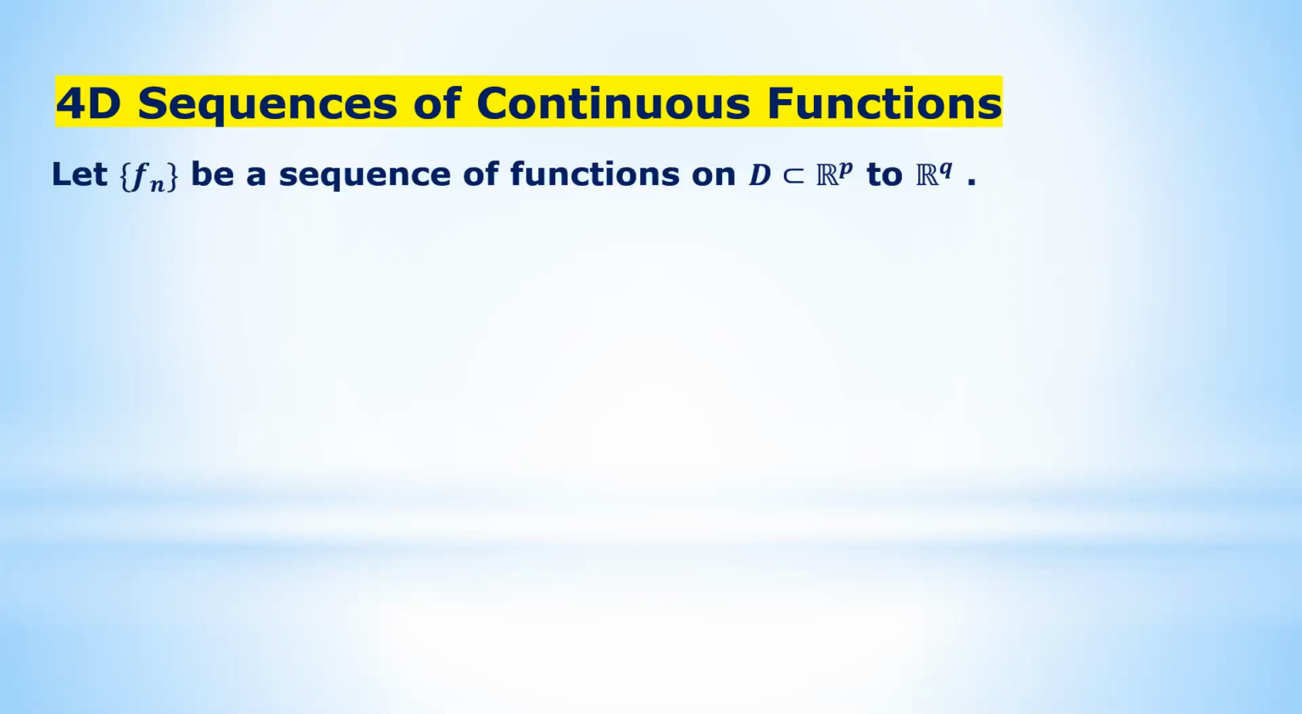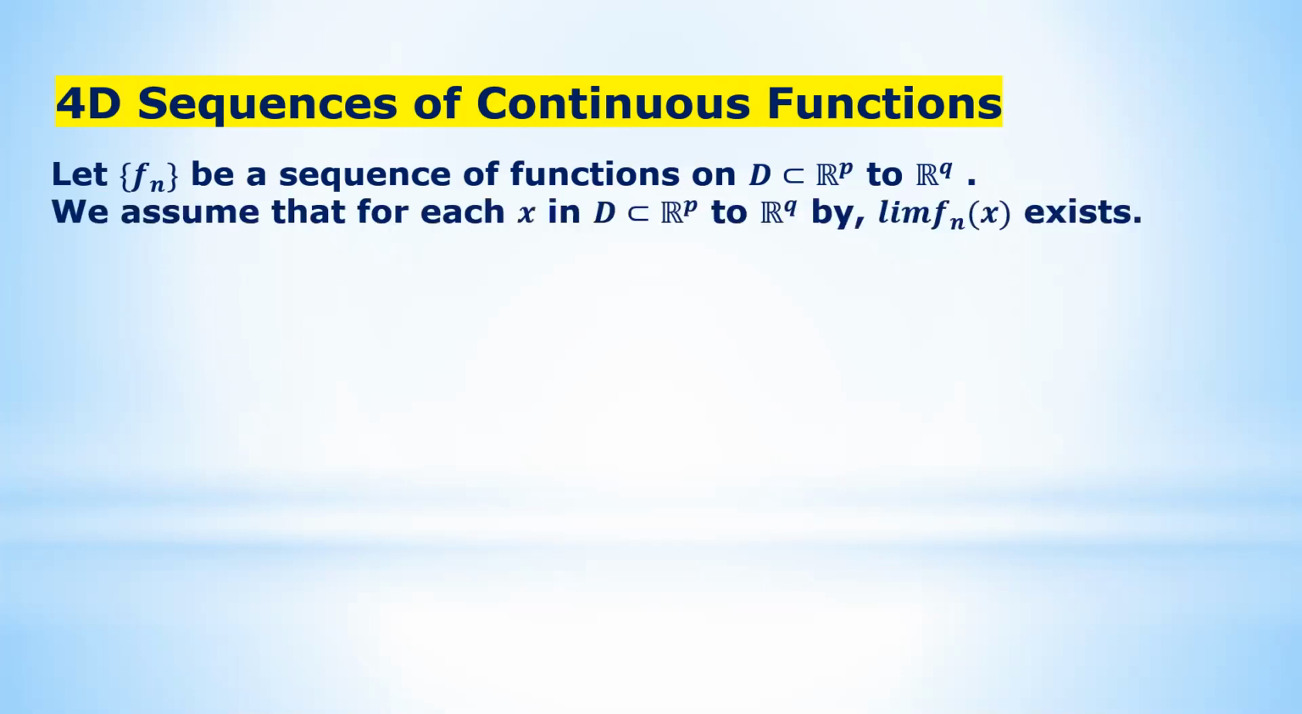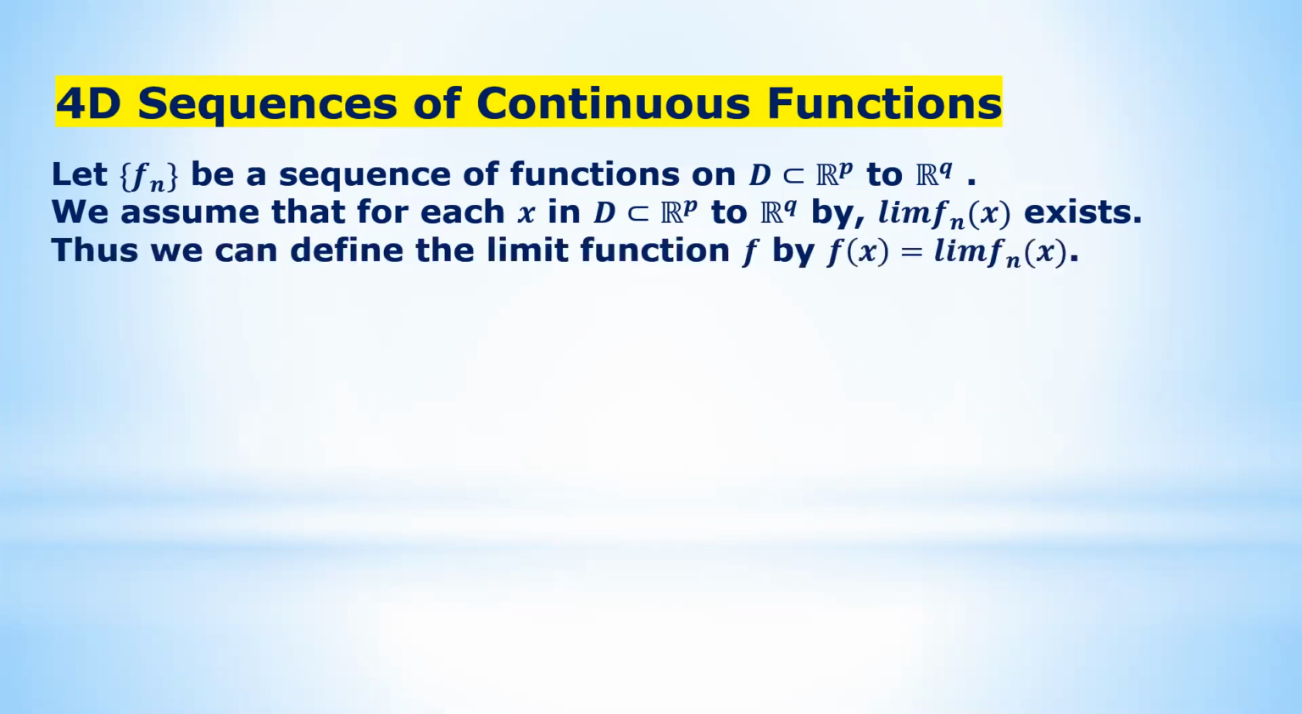Let's say Fn is a sequence. This is not a sequence of points, it's a sequence of functions. They're all defined on the same domain D, so each function is a vector function from D to R^q. Let's assume that for every x in D, the limit of Fn(x) exists. In the general case the limit may not exist, but here I'm assuming it does for every x in D. Therefore, you can talk about the limit function. I define f(x) to be equal to the limit of Fn(x). That's the definition.